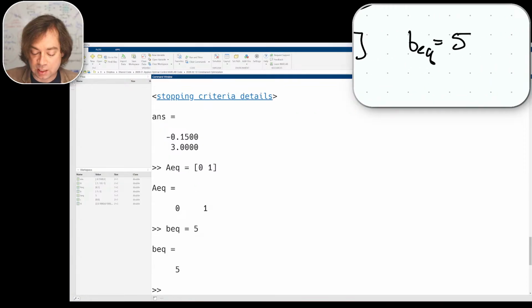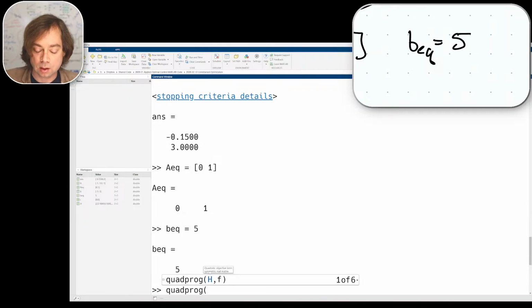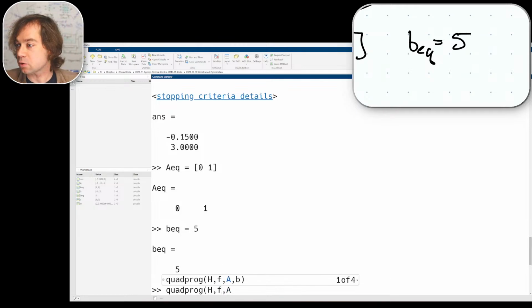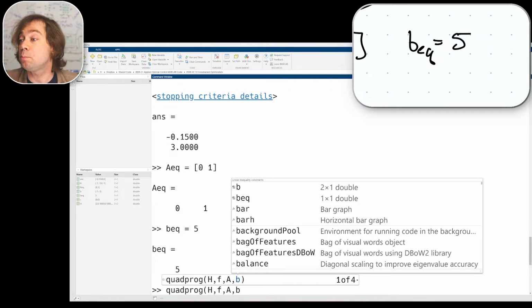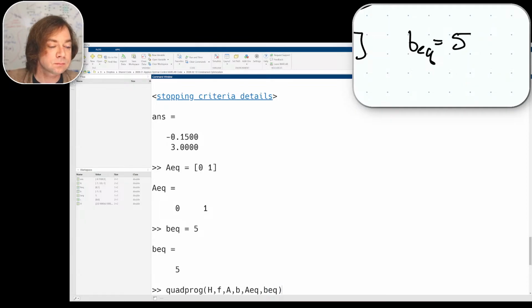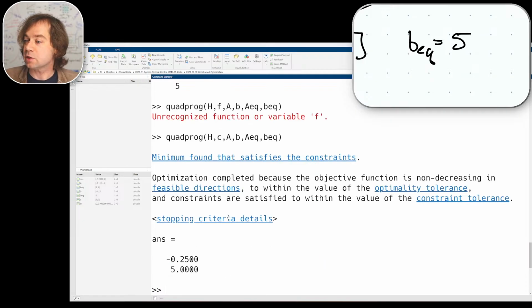So now we can do the same quadratic programming solve where it will say quadprog H F. We still have the same inequality matrix A and inequality vector B for the linear constraints. AEQ and BEQ are now things we've defined, okay? Let's add those. Run. What happens? Oh, sorry, not FC. I apologize. Thank you. What I get for having a slightly different convention.